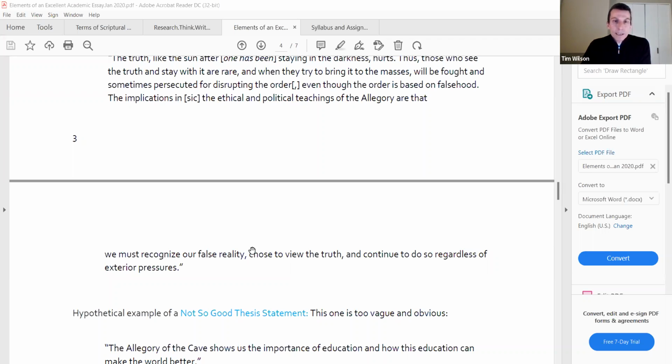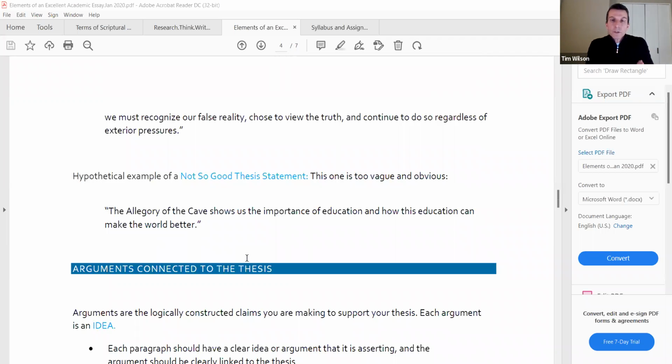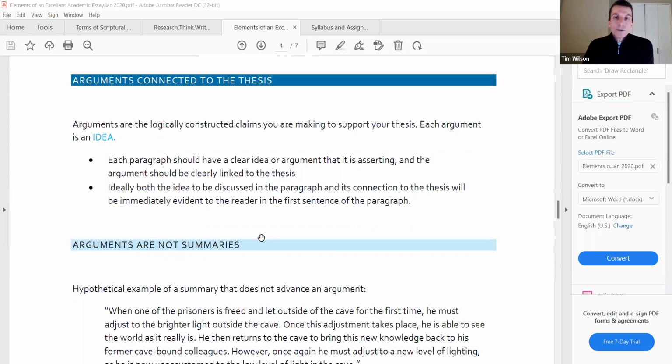So, a hypothetical example of a not so good thesis statement. It's too vague and obvious. "The allegory of the cave shows us the importance of education and how this education can make the world better." That's really broad, very vague, and kind of obvious. It's saying that the allegory of the cave is about education. Okay, so that's the thesis. I've really droned on about the thesis, I know, but if you get that part right, that's the first big hurdle. So get that part right, and avoid some of those traps we just talked about.